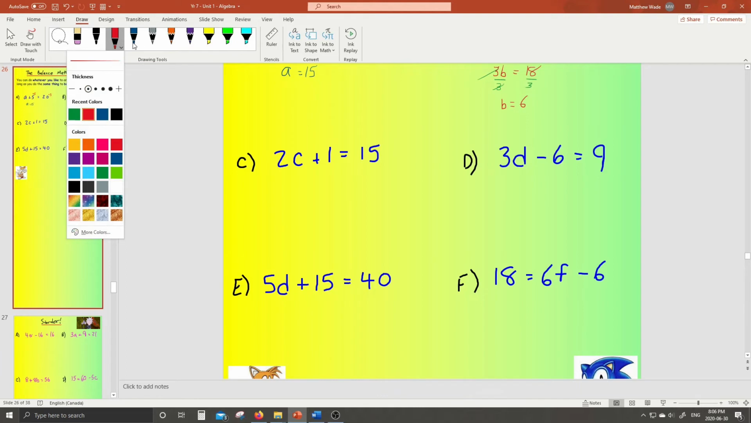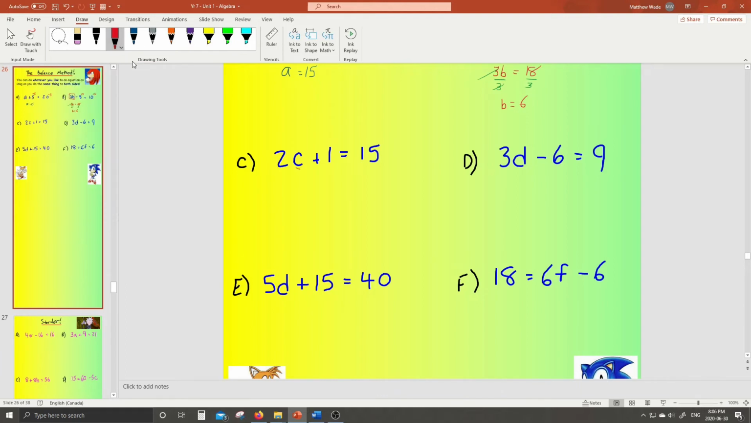Here you go. First step. The thing that we want is the C, which is there. Now it's with its mate, the 2, so we'll protect them. The plus 1 is here, and it doesn't belong on that side because it's not in the box. It's not something that I'm trying to protect. So what's the opposite of plus 1? Well, take away 1 to get rid of it. So you'll do the same to both sides.